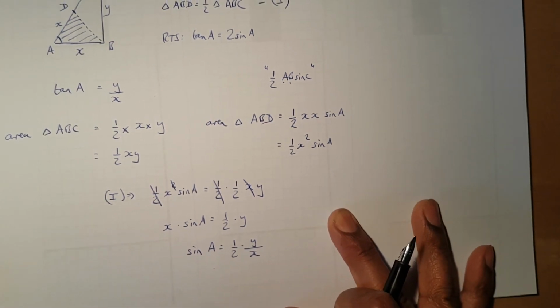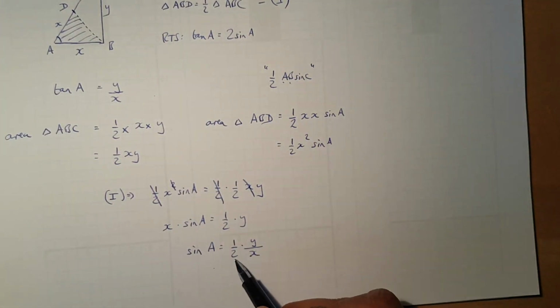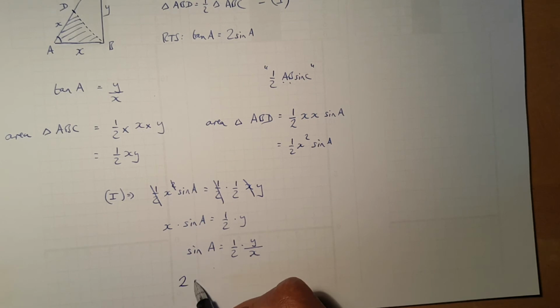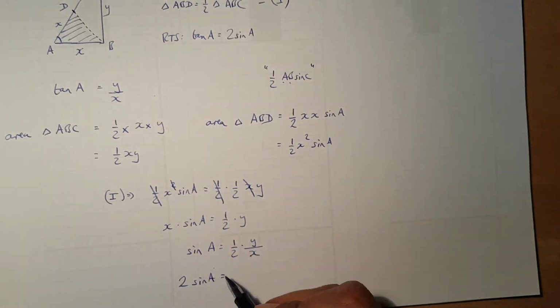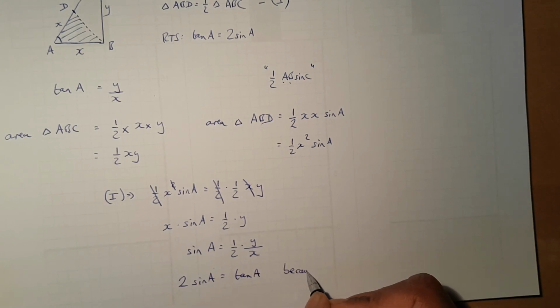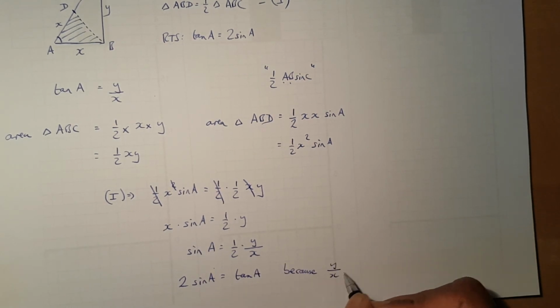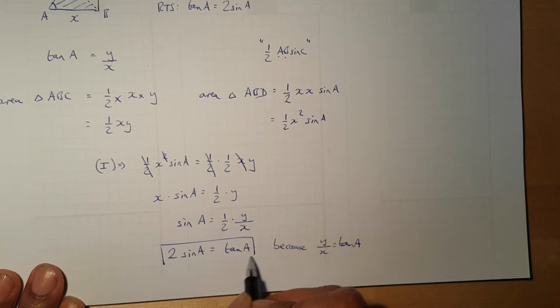At this point, you can probably guess where I'm going to go, because I compare it to that, and I get sine A. I need to double it. Well, that's good. There's a half there. Let's double both sides and get 2 sine A, and y over x is tan A, so that becomes tan A. And I might write because y over x equals tan A. Let me finish that off firstly, and put a nice big box around it.